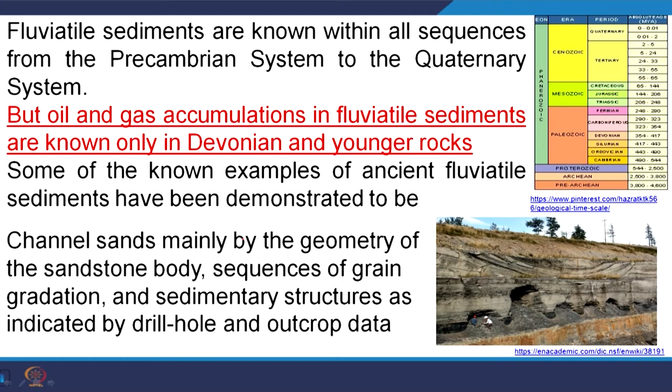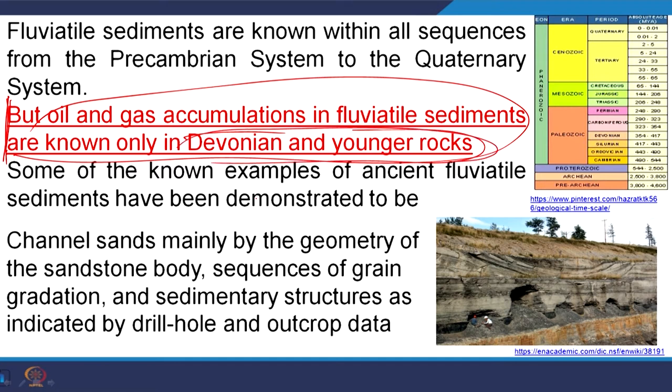Fluviatile sediments are known within all sequences from the Precambrian to the Quaternary, but oil and gas accumulations in fluvial sediments are known only in Devonian and younger rocks. That is very important. Though we have fluvial environments from the Precambrian to recent, those fluvial systems formed in the Devonian and younger contain petroleum hydrocarbon. Some known examples of ancient fluviatile sediments have been demonstrated to be channel sands, mainly by the geometry of the sandstone body, sequence of grain gradation, and sedimentary structures as indicated by drill hole and outcrop data. So the fluvial environment can be distinguished from others based on grain size and sedimentary structures.